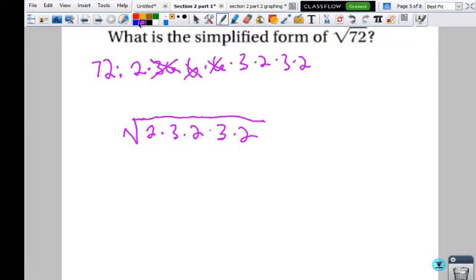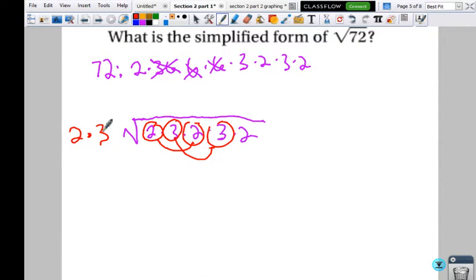Okay, my square root, whenever I have a pair of numbers, is going to kick them out, and whatever gets kicked out, I'm going to write out in front. So I have a pair of 2's here, right? Yep. So they're going to get kicked out, and we're going to put a 2 in front. And I have a pair of 3's, right? Those 3's are going to get kicked out, and I'm going to put it here in front.